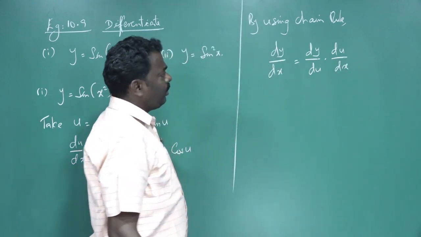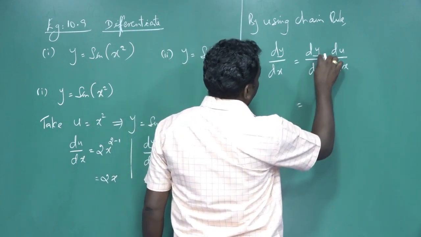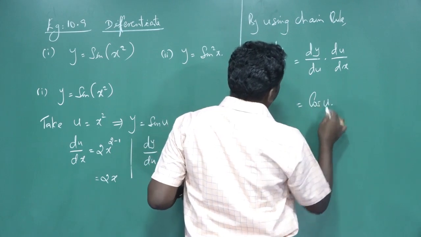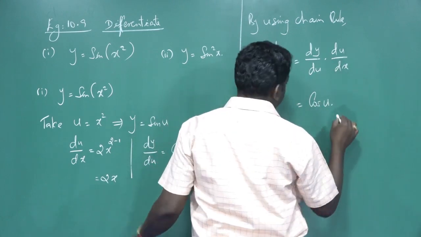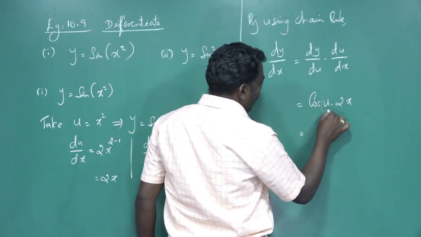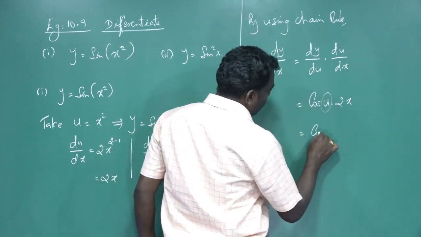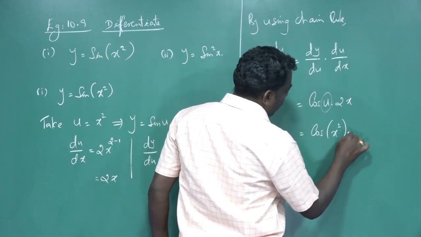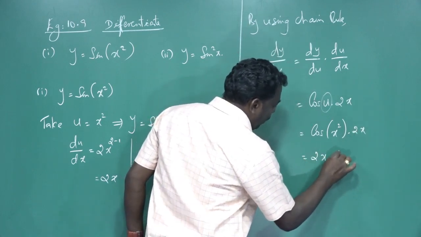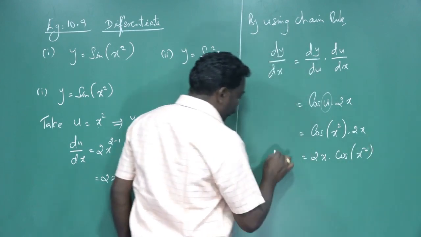Apply this chain rule to solve the sum. That is equal to, we already derived dy by du is equal to cos u, into du by dx, which is equal to 2x, that is 2 into x. That is equal to cos, just we apply the value of u. U equal to what? Here considered x square. Therefore it is cos of x square into 2x. That is rewritten as 2x into cos of x square. That is finally the derivative.